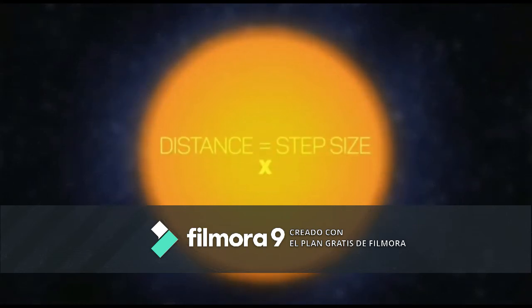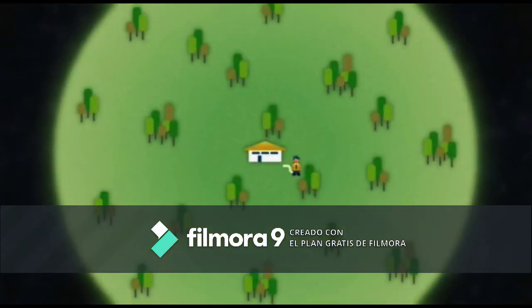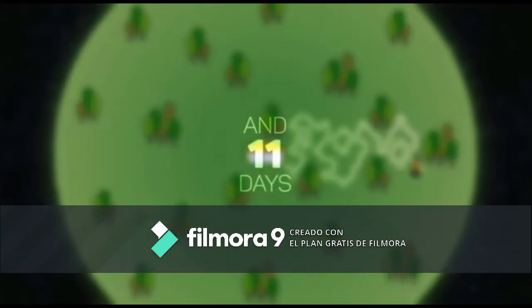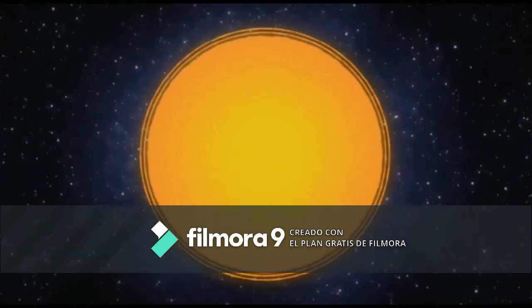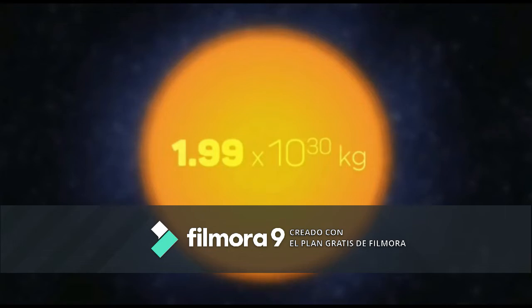Distance equals step size times the square root of the number of steps. So if you were taking a random walk from your front door with a 1 meter stride each second, it would take you 1,000,000 steps and 11 days just to travel 1 kilometer. So then, how long does it take for a photon generated in the center of the Sun to reach you? We know the mass of the Sun and can use that to calculate the number of protons within it.